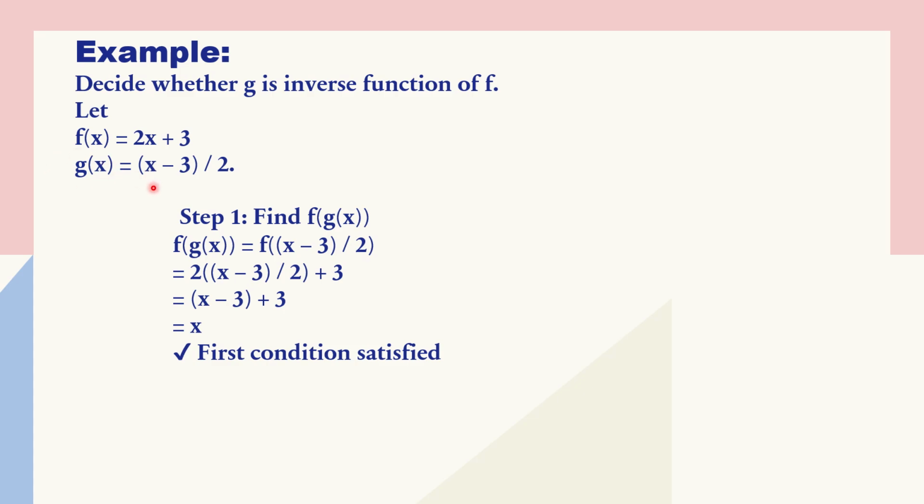So we will substitute x as, inside the bracket, x minus 3 bracket closed upon 2. So after substituting x as g of x in the function, we have got here 2 inside the double bracket, x minus 3 bracket closed upon 2, again bracket closed, plus 3. So after simplifying that, we have got here x minus 3 plus 3, and after doing further simplification, we got here x. So first condition is satisfied.